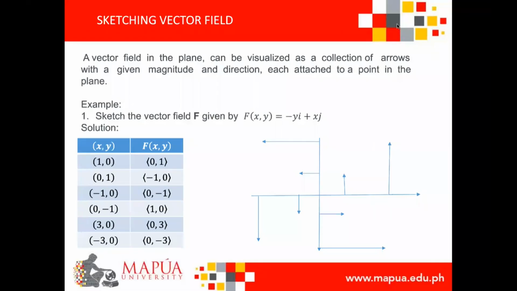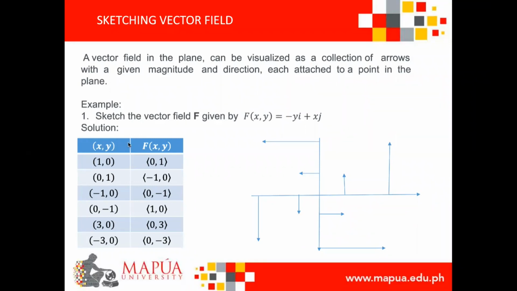A vector field in the plane can be visualized as a collection of arrows with a given magnitude and direction, each attached to a point in the plane. Let us have this example. We're going to sketch the vector field f given by f of (x, y) equals negative y i plus x j. So this is what you're going to do.